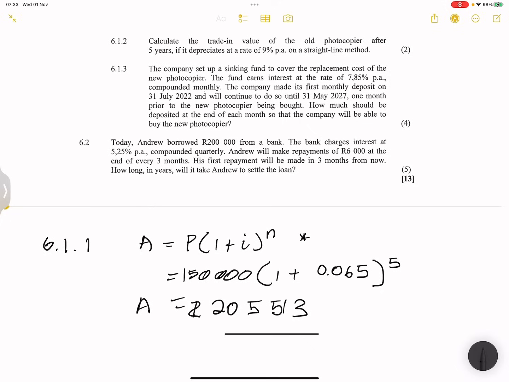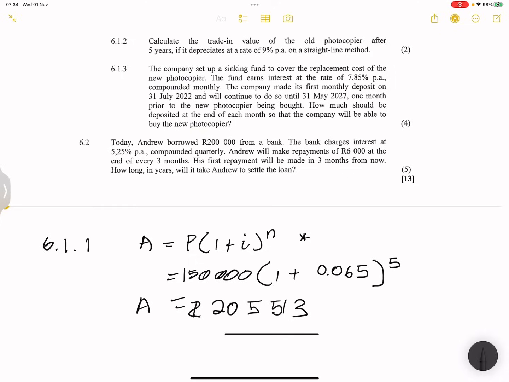They say today Andrew borrowed 200,000 from a bank, and the bank charges an interest rate of 5.25% per annum, compounded quarterly. Andrew will make repayments of 6,000 at the end of every 3 months. His first repayment will be made 3 months from now. How long in years will it take Andrew to settle the loan?